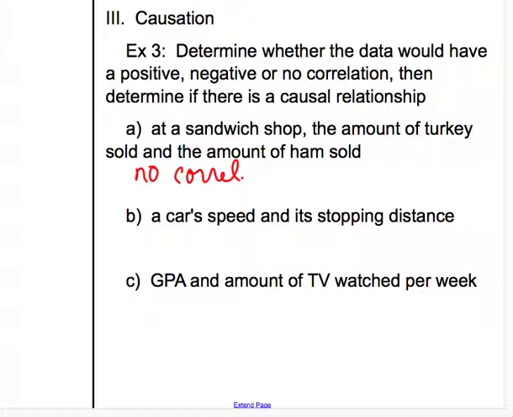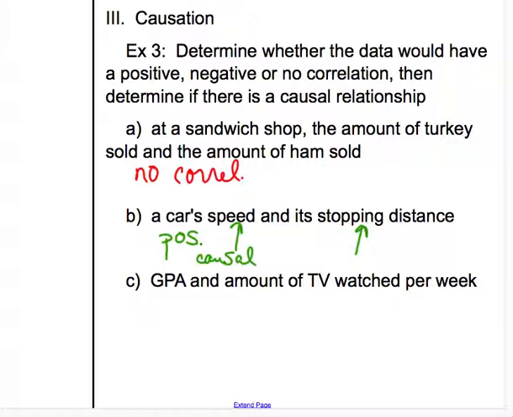For B, a car's speed and its stopping distance, would that be positive, negative, or no correlation? And this one would be a positive correlation because as the car's speed increases, the length that it would take to stop would increase as well. And in this case, I would say there is a causal relationship. The speed of the car causes the stopping distance to increase.